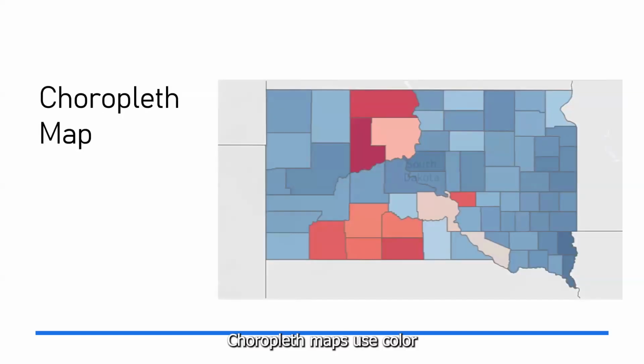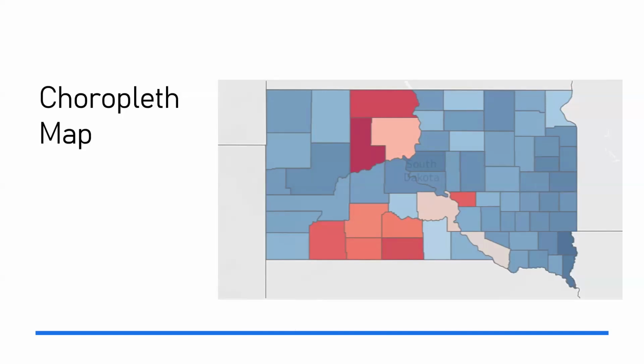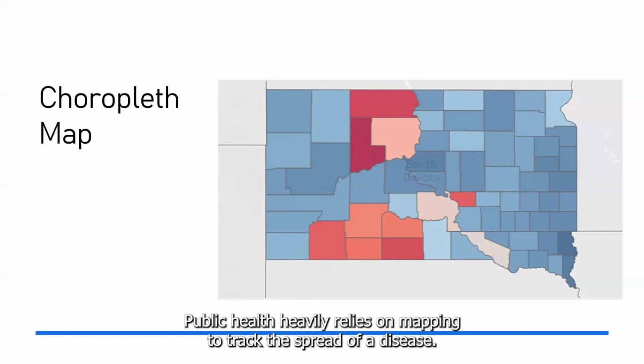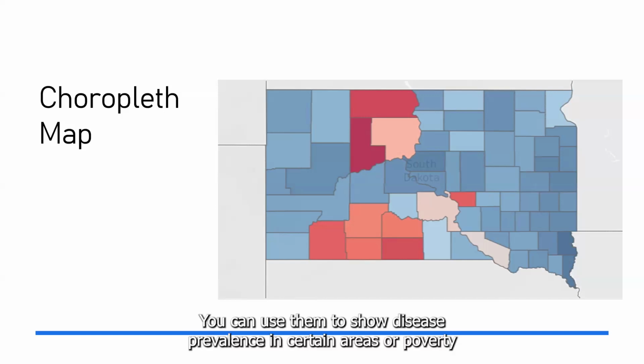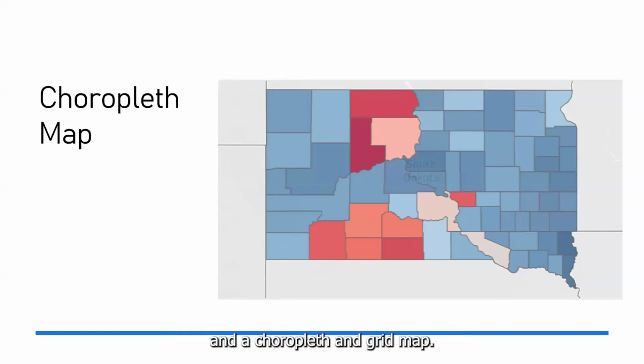Choropleth maps use color or shading to represent variations across geographic areas. Public health heavily relies on mapping to track the spread of a disease. You can use them to show disease prevalence in certain areas or poverty levels. However, you can also use them to show spending variations among departments in a choropleth grid map.